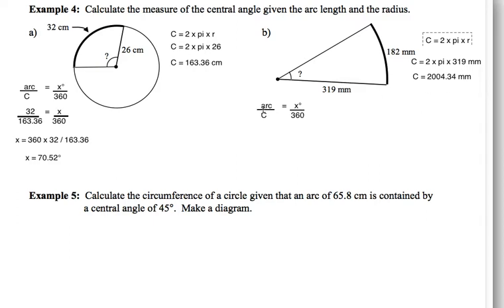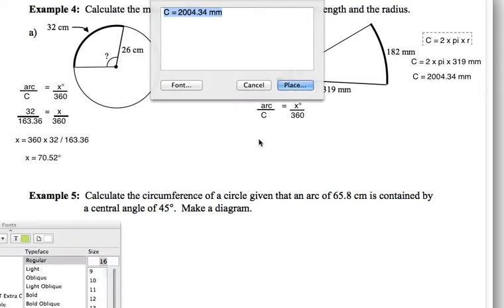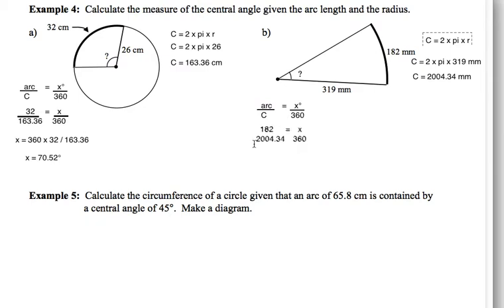All right. So if I plug this circumference in here, and I plug this arc in here, then I can fish method my way out of this little problem here. Again, the arc is 182, and the circumference is 2004.34. Again, let's line this up so we can see what we're doing a little better. All right, I've plugged in everything in the right spot. Arc goes to the arc spot. Circumference goes in the circumference spot.